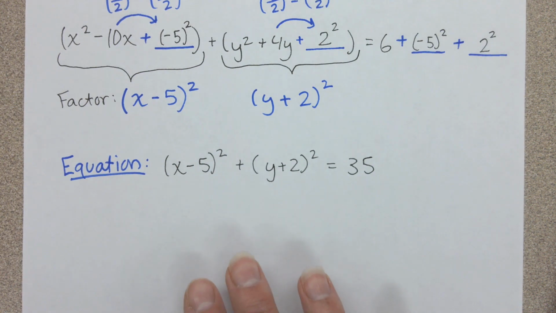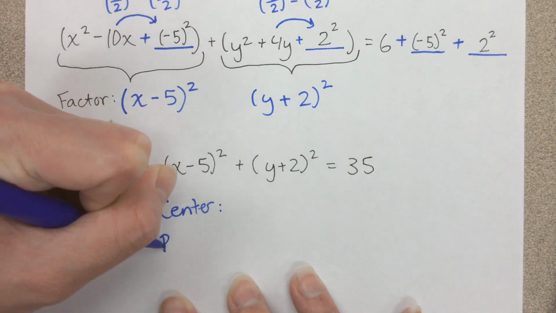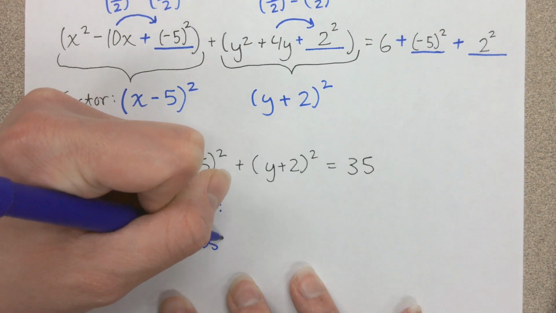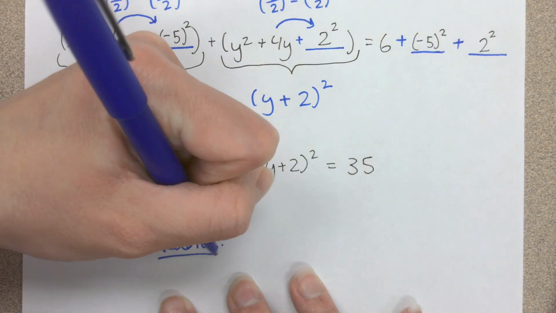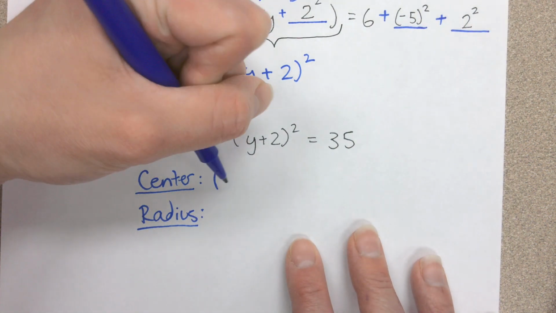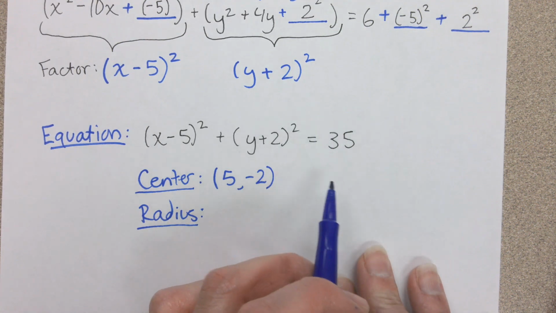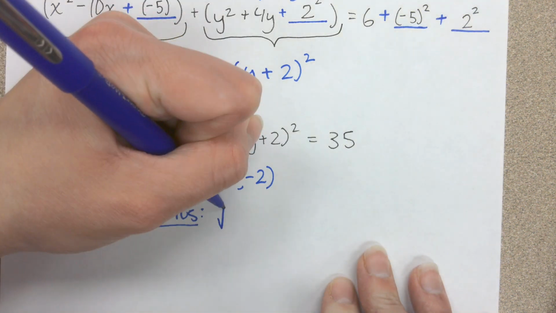Lastly, we identify the center and the radius. Center, you flip the signs. So it's going to be positive 5, negative 2. Radius, we square root the number at the end, so it's the square root of 35.